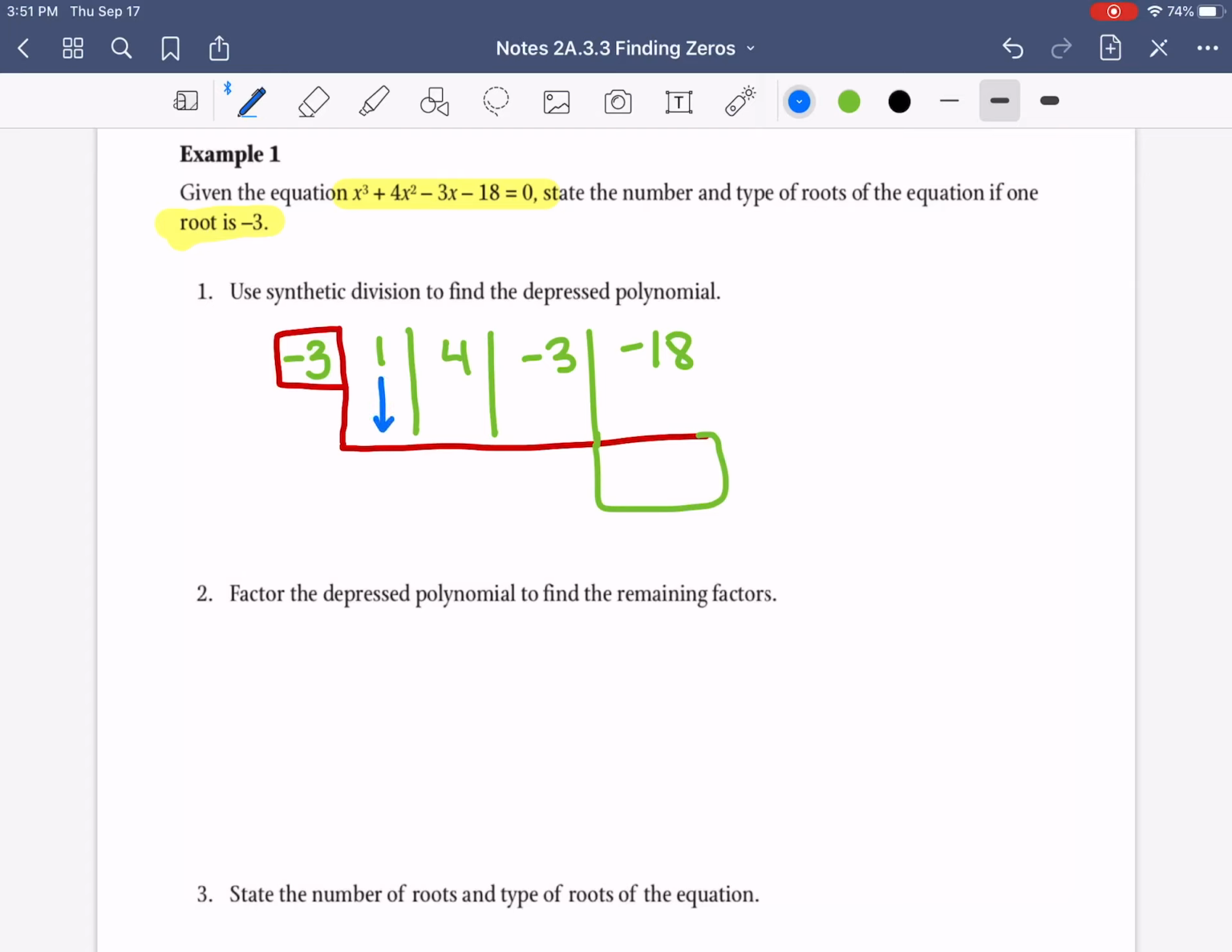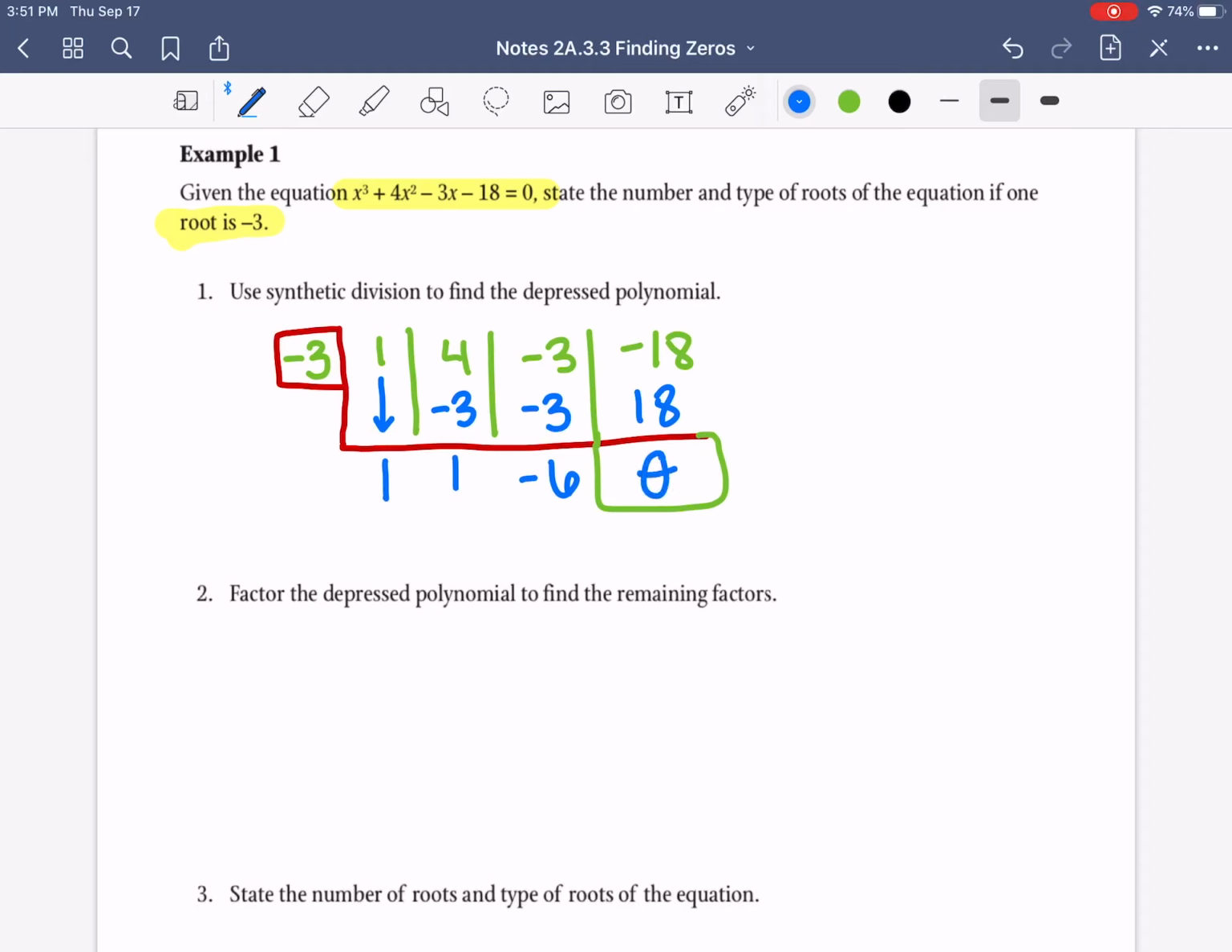Then you move down the first number of 1. So if you recall synthetic division, we did this in our last unit. You multiply by the number in the box. So -3 times 1 is -3. Add coming down, that's 1. Multiply by -3, that's -3. Add going down, that's -6. Multiply by -3, you add, you get 18. Add coming down, you get 0.